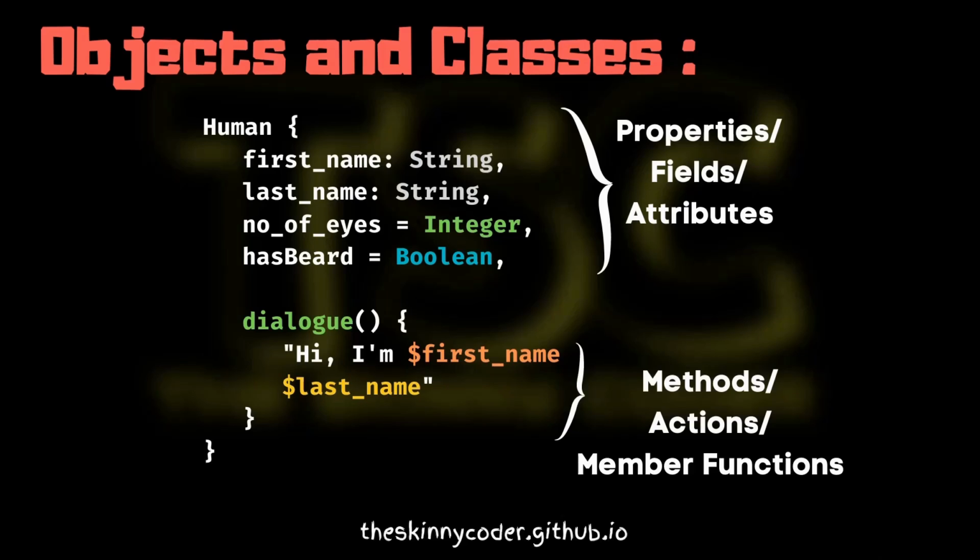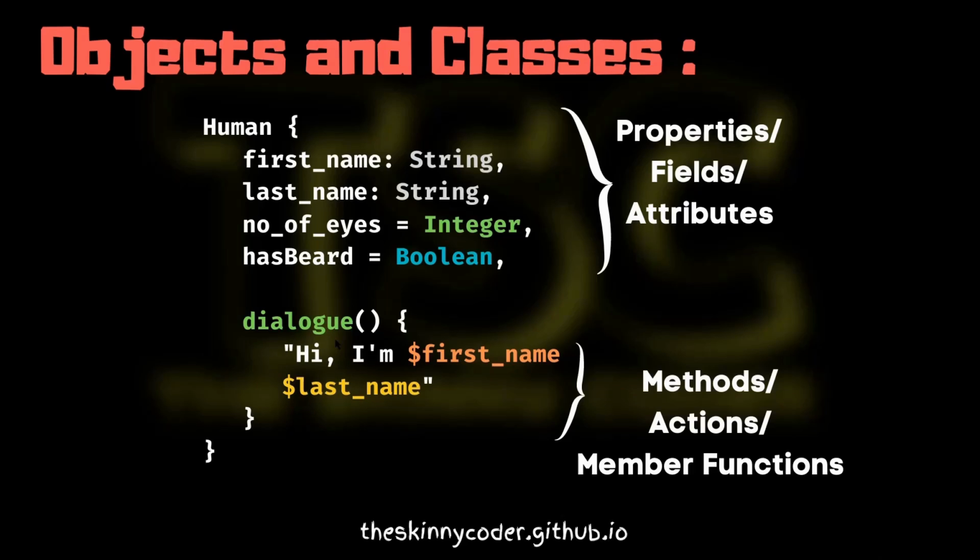You can't just pass in a string over here or something. Or has beard will be a boolean value. Either a human object can have a beard or it won't have a beard. That's all. Those are the only two probable variations of that property over there. And even the dialog thing is defined over here. Okay, based on these, values keep changing from object to object.